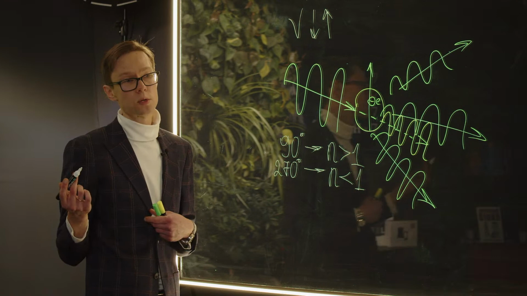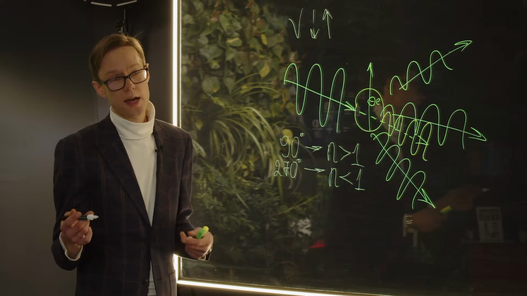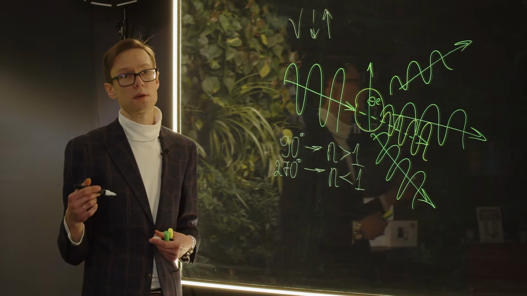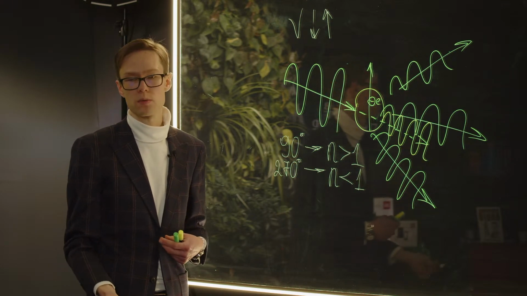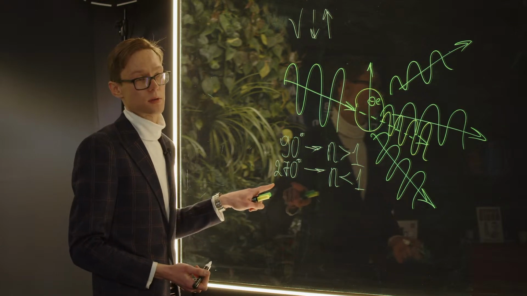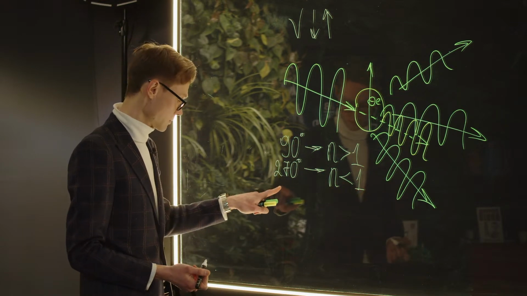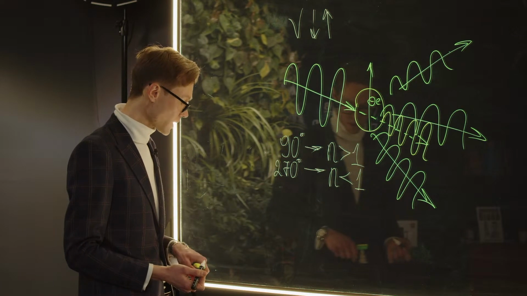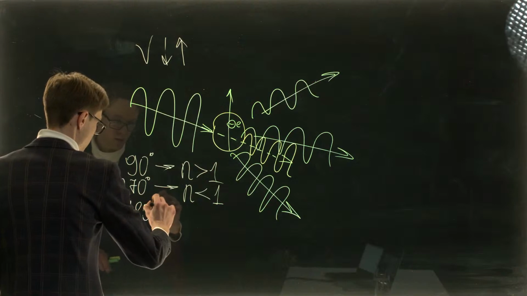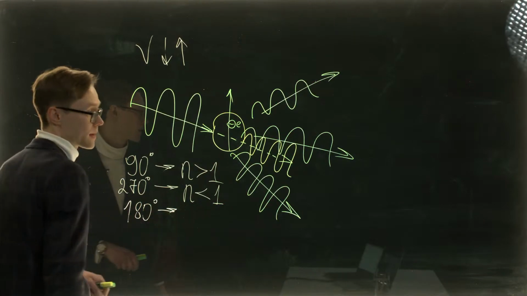And this is what we call sky waves, or sky wave propagation. And sky waves sometimes are used in radio communications as well. Okay, this was the second case, which is not very common. We have, however, also the third case, when the phase shift is 180 degrees.